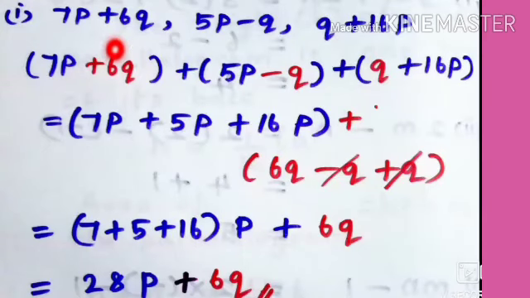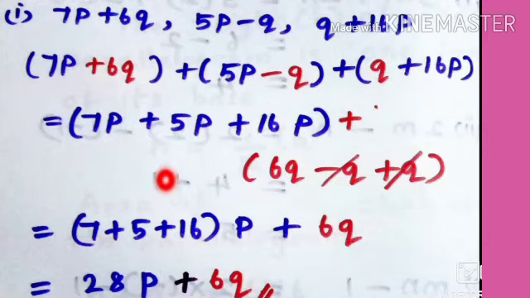Now we are going to add all these three expressions: 7p plus 6q, 5p minus q, and q plus 16p. So now as a first step, what will we do? Yes, we are going to arrange the like terms in an algebraic expression. So here 7p, 5p and 16p are the like terms in p, and 6q, minus q and plus q are the like terms in q.